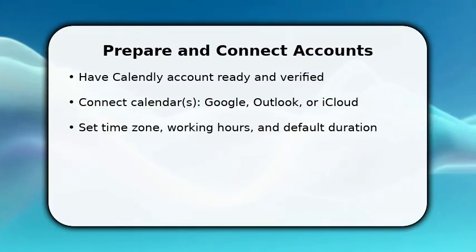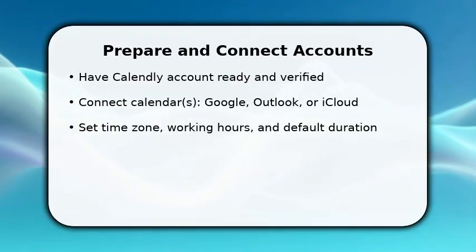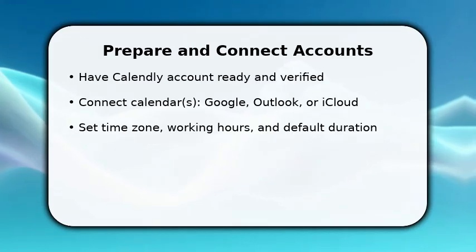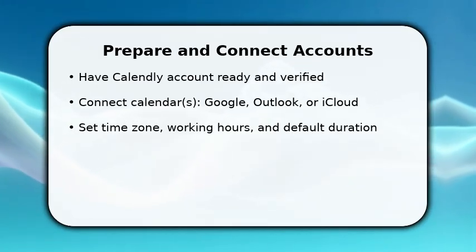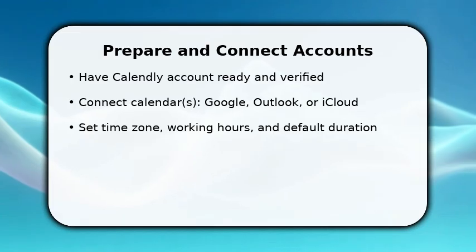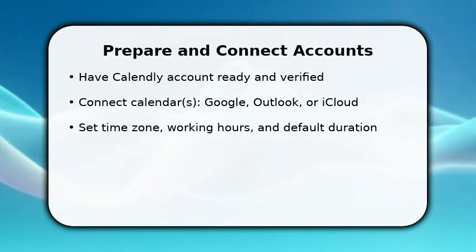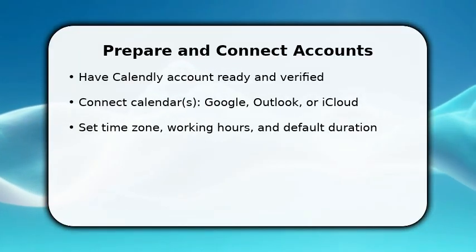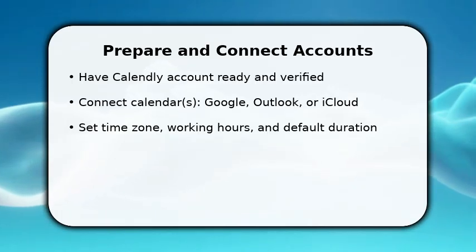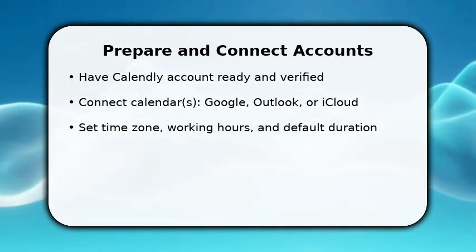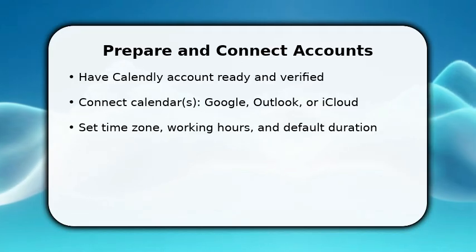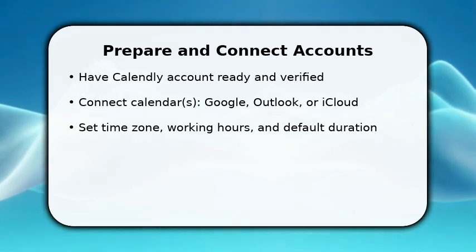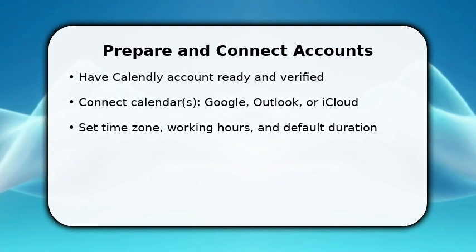You start by connecting the accounts that make scheduling reliable. Sign in and verify your Calendly email, then link your primary calendar so double bookings are prevented. Once done, set your time zone, working hours, and a default meeting duration. This ensures invitees see correct options. Make sure syncing is two-way so changes reflect everywhere. By doing these prerequisites now, you avoid conflicts later and make the scheduling flow smooth for both you and invitees.